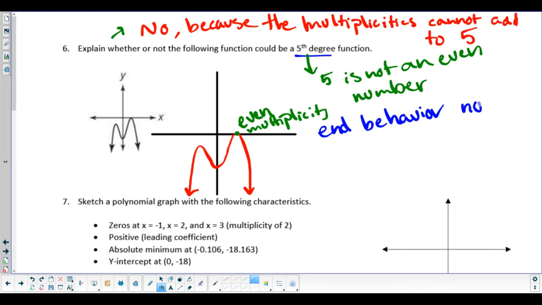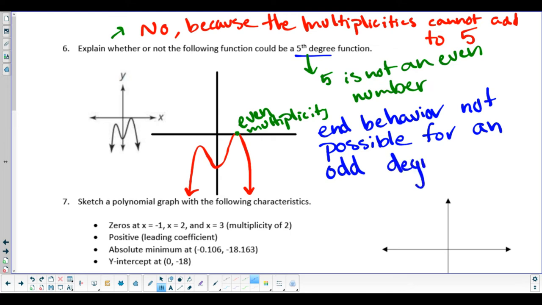End behavior not possible for an odd degree function, which means since the thing we want, a fifth degree function, is odd, this could not be a fifth degree function. The end behavior is not possible for an odd degree, so it can't be fifth.